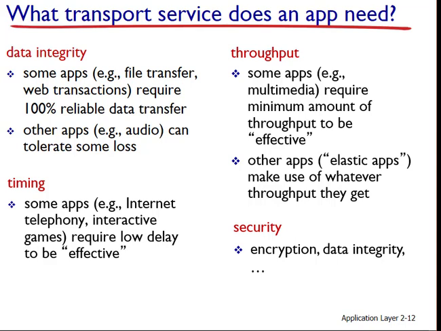Throughput, in the context of a communication session between two processes along a network path, is the rate at which the sending process can deliver its bits to the receiving process. Because other sessions will be sharing the bandwidth along the network path, and because these other sessions will be coming and going, the available throughput can fluctuate. These observations lead to another natural service that a transport layer protocol could provide, namely guaranteed available throughput at some specified rate.